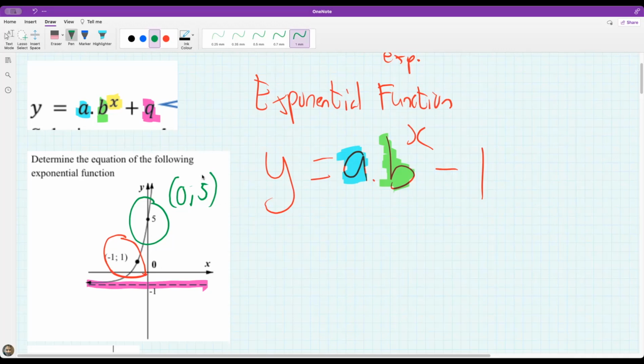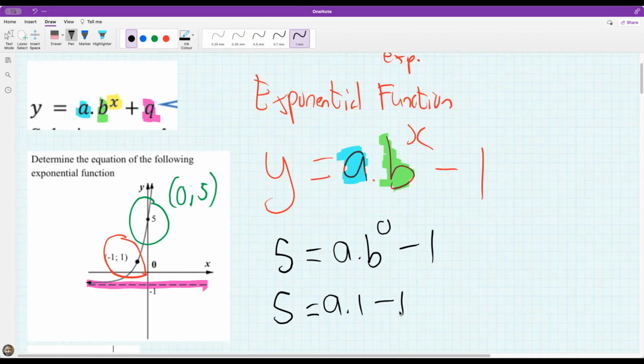So I think I would use the (0, 5) first, because that is going to be very useful. If I do that, I get 5 is equal to a times b to the 0, minus 1. The good news is that b to the 0 becomes 1, which means I've got 5 equals a minus 1. If I bring it across, I get a is 6. So this is going to be 6, and I've used this point already.